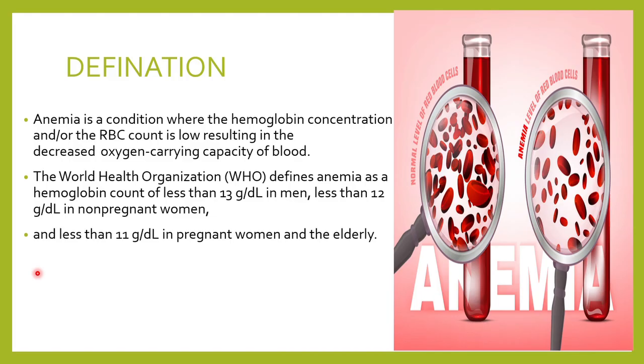Anemia is when your hemoglobin concentration or your RBC count is less, which results in decreased oxygen carrying capacity of the blood. Because it is your hemoglobin, or your RBCs, which carry oxygen to your tissues. If they are less, the oxygen carrying capacity itself is less, and once your body doesn't get enough oxygen, it causes various symptoms. This condition is called anemia.